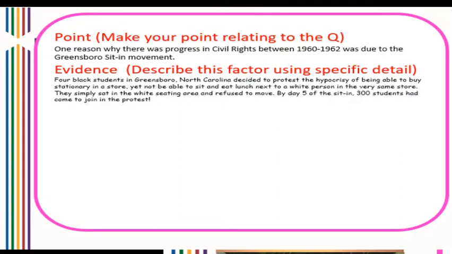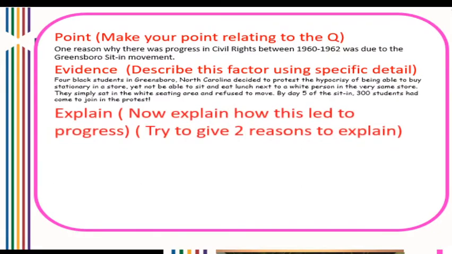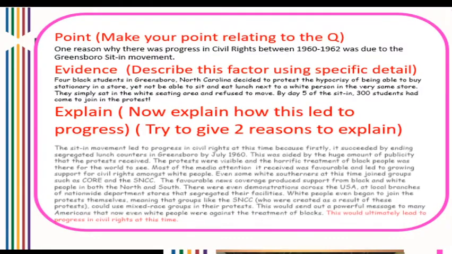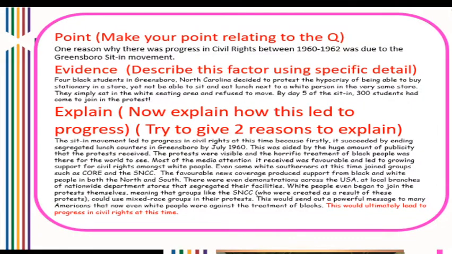Okay, so nice and simple, I've just explained what the sit-ins were. I used my own knowledge to explain the sit-ins. I would add dates as well, so you could say this happened on the 1st of February 1960, just to show off to the examiner, to show that you know what you're talking about, you've done your revision. Then you need to explain it and link it back to the question. So give two detailed reasons as to why the sit-ins created progress in civil rights.